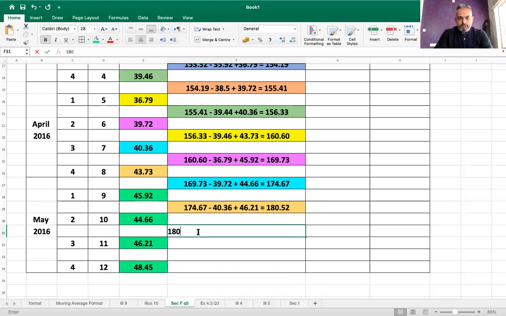180.52 minus 43.73 plus 48.45, which is equal to 185.24.